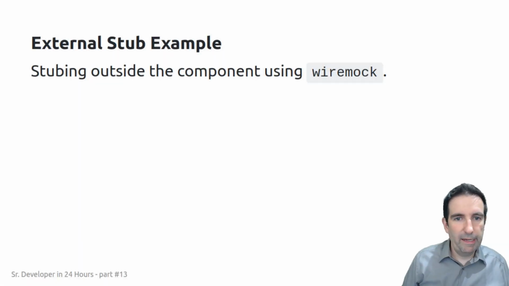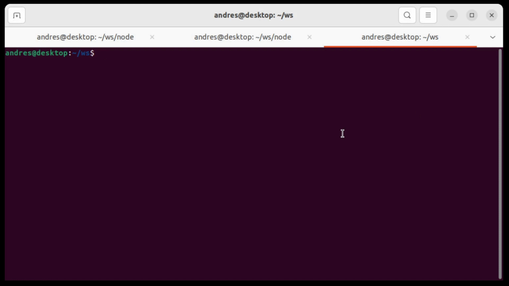Okay, and now we're going to look at a different example. Now we're going to use WireMock to create an external stub that can be called from multiple components. Now let's take a look at a case where we have a missing component that we want to mock, but we want multiple components to be able to access the same mock.